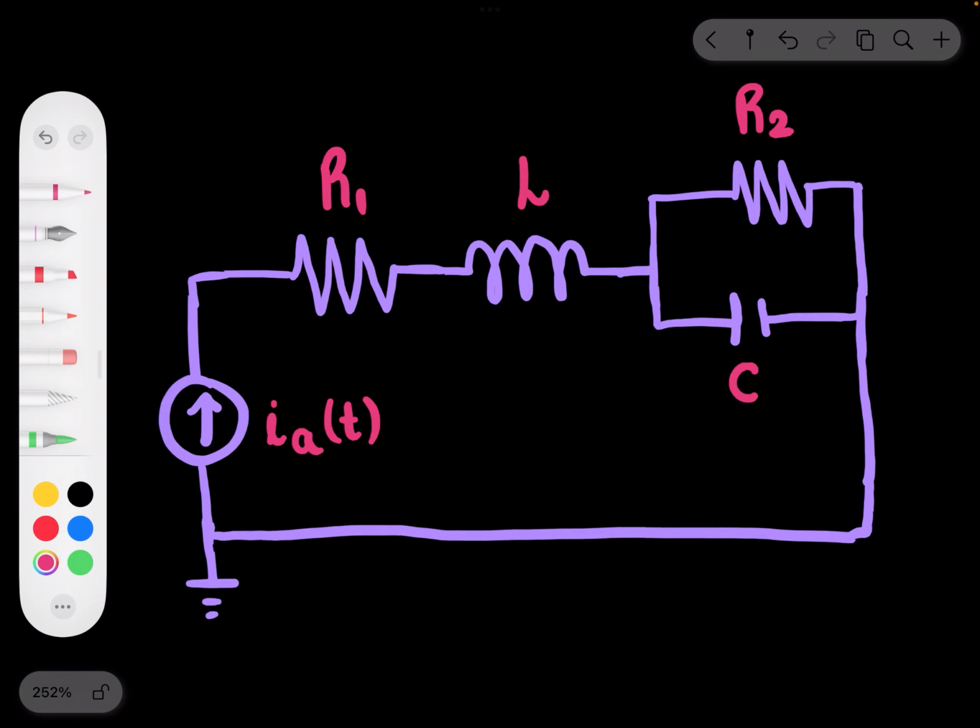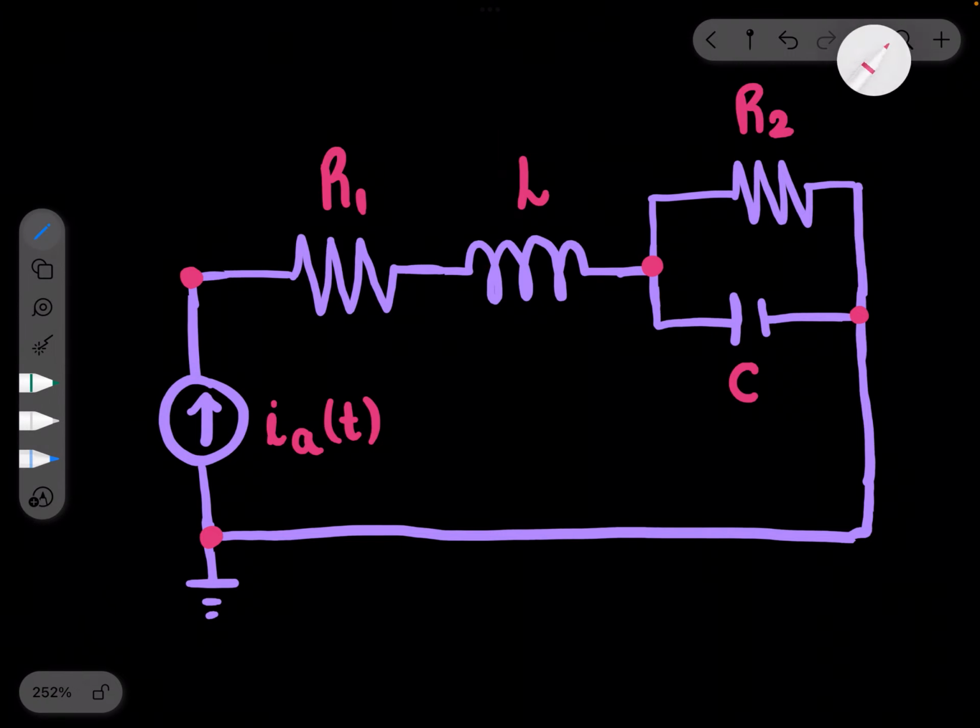Say this is our circuit. Let's start by drawing all the nodes at which we're going to have nodal voltages. So you can have nodes anywhere in the junctions. So one here, one here, one here. We're not going to have one here, but we're going to have one here.